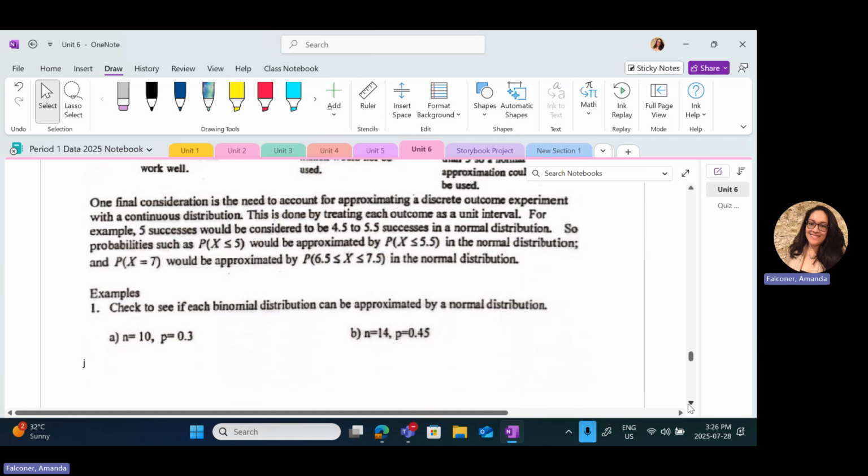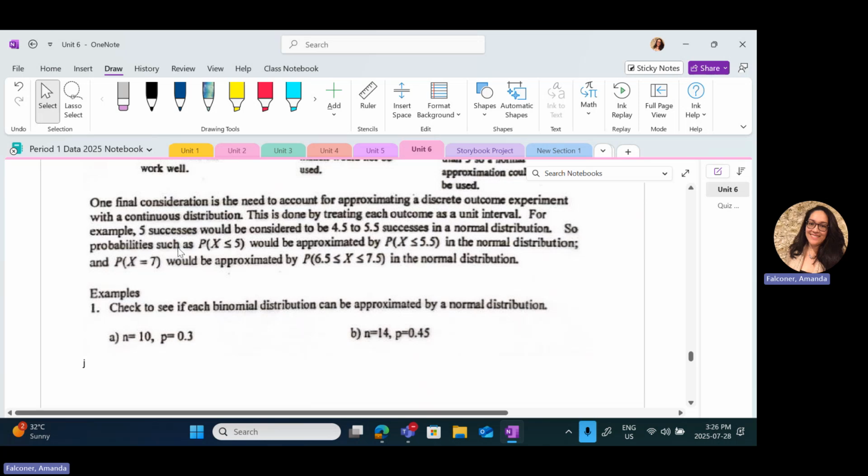There's one other thing that we need to consider, which is taking the binomial whole numbers and translating them onto a continuous scale where decimal numbers make sense. So one final consideration is the need to account for approximating a discrete outcome experiment with continuous distribution. This is done by treating each outcome as a unit interval. For example, 5 is no longer 5, it's 4.5 to 5.5 in the successes in a normal distribution.